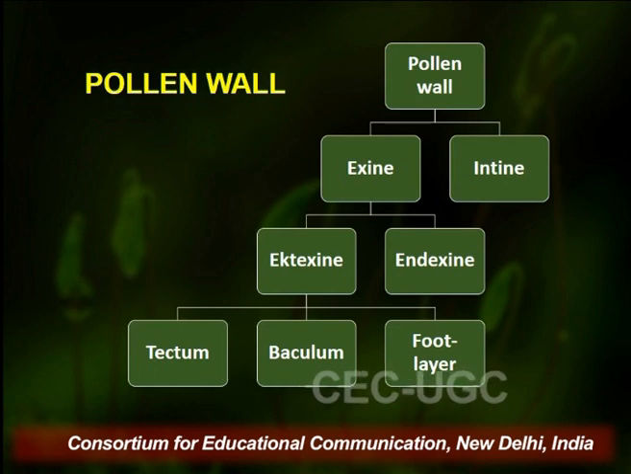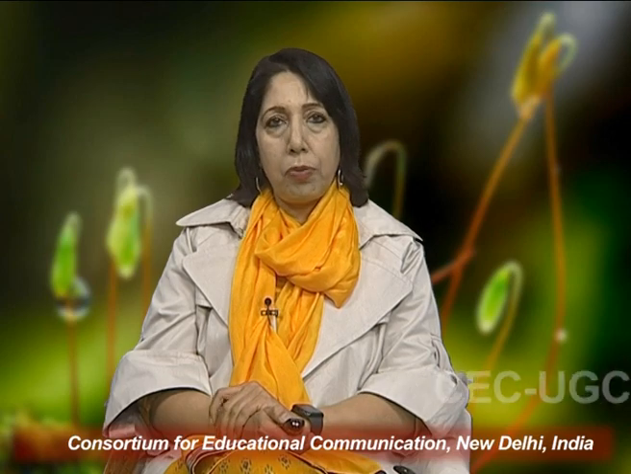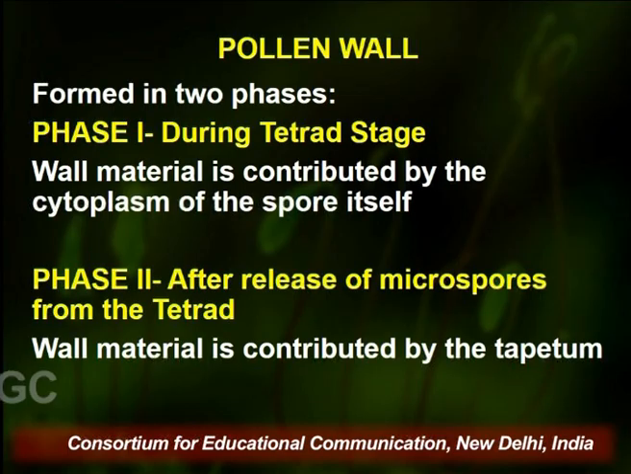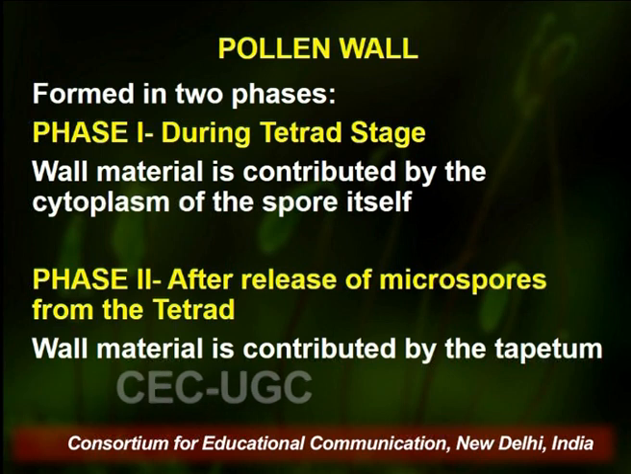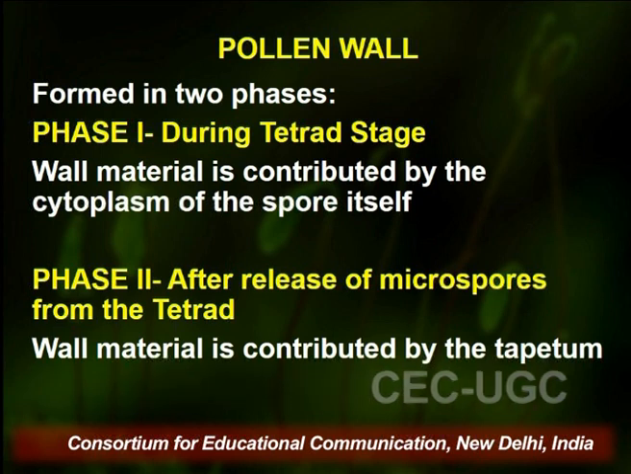Pollen wall is formed in two phases. In phase 1, the pollen wall develops during the tetrad stage, that is, the wall material is contributed by the cytoplasm of the spore itself, that is, the microspore cytoplasm is instrumental in the formation of the first phase of the pollen wall. Then there is phase 2. Now, phase 2 of pollen wall development takes place only once the microspores have been released from the tetrad, and this wall material comes from the tapetum, and most of the time this comes once the tapetum has degraded.